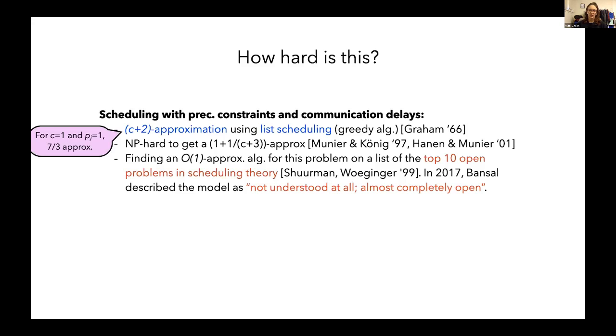And even more recently, on the updated list, it was still considered not understood at all and almost completely open, by Nikhil Bansal. And I will just say that part of the reason why people thought we had no idea what was going on is a lack of promising LP and SDP relaxations for the problem, as opposed to the instances when the communication delay is small. So when the delay is large, we just really didn't know how to model this as an LP or SDP at all.